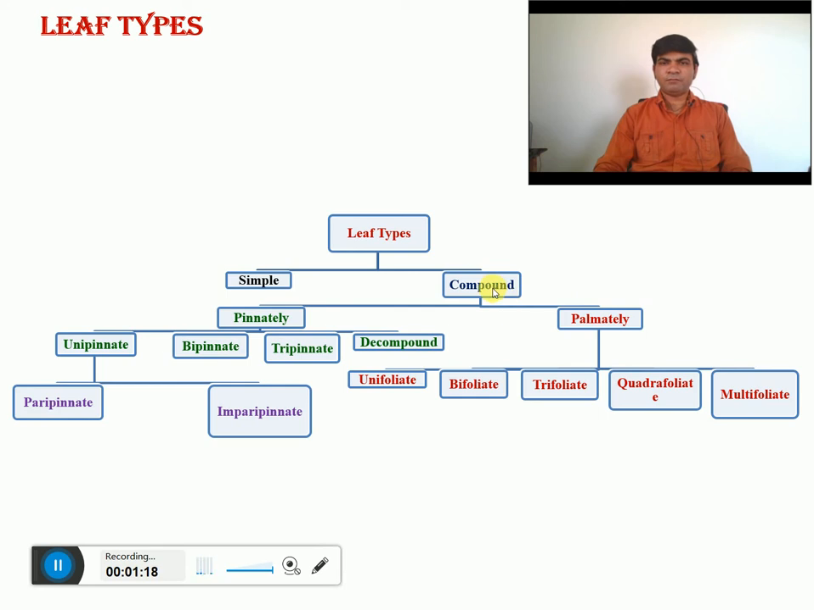Now this is another type of compound leaf, that is the palmately compound leaf, and these palmately compound leaves are unifoliate, bifoliate, trifoliate, quadrifoliate and multifoliate. This is the flow chart for the different types of leaves.